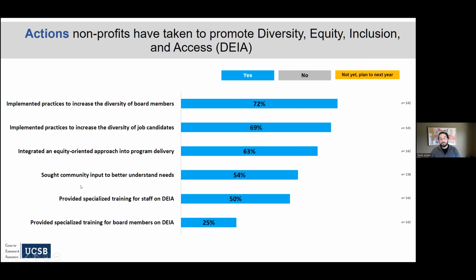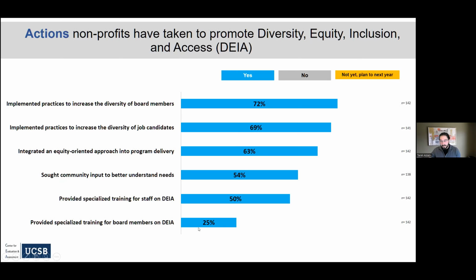And then others sought community input to better understand the needs. So there was a needs assessment, and then provide specialized training to staff on DEI. And again, that goes hand in hand with implementing practices to increase diversity. And then the one that also emerged was provide specialized training for board members on DEI. And I found this to be a really interesting result here.